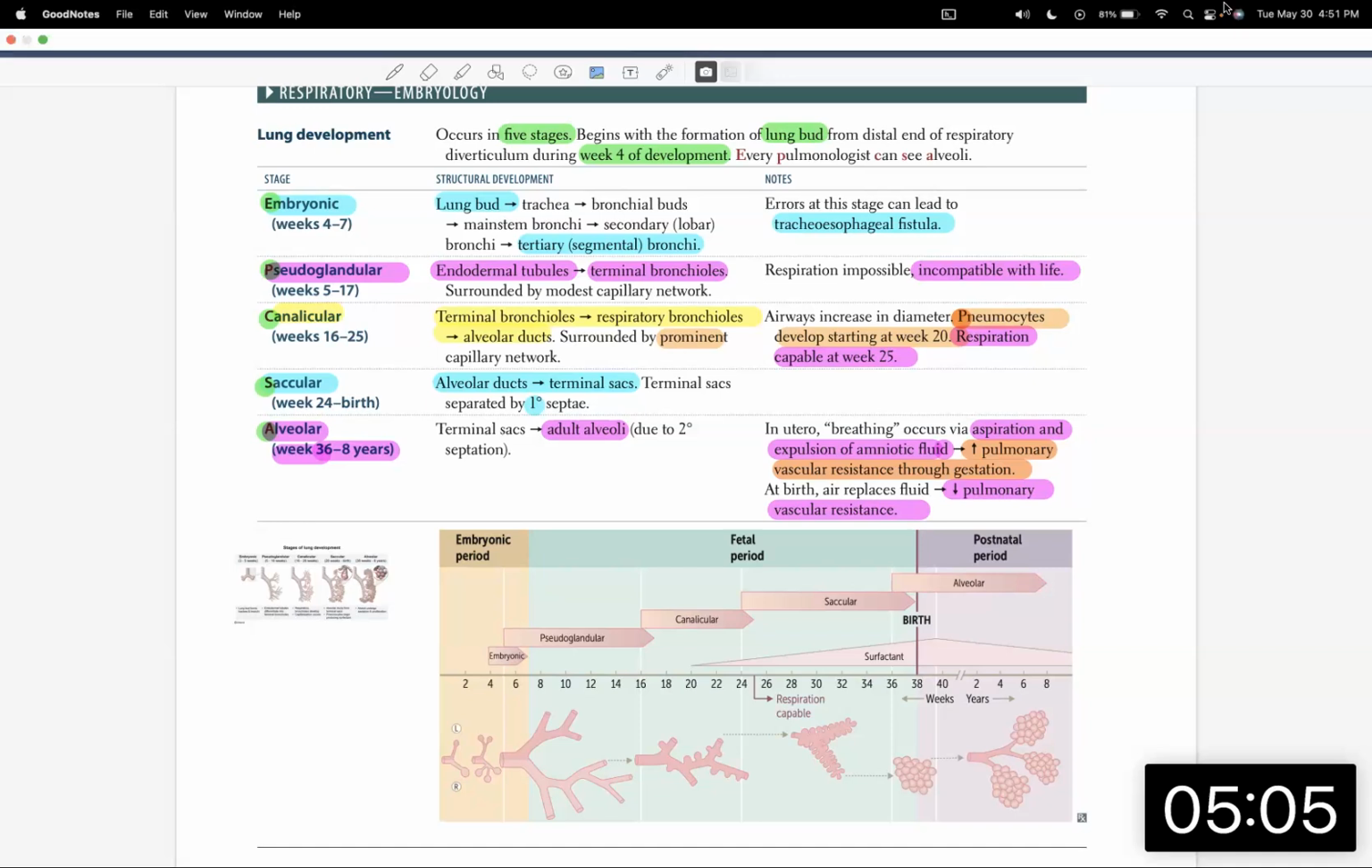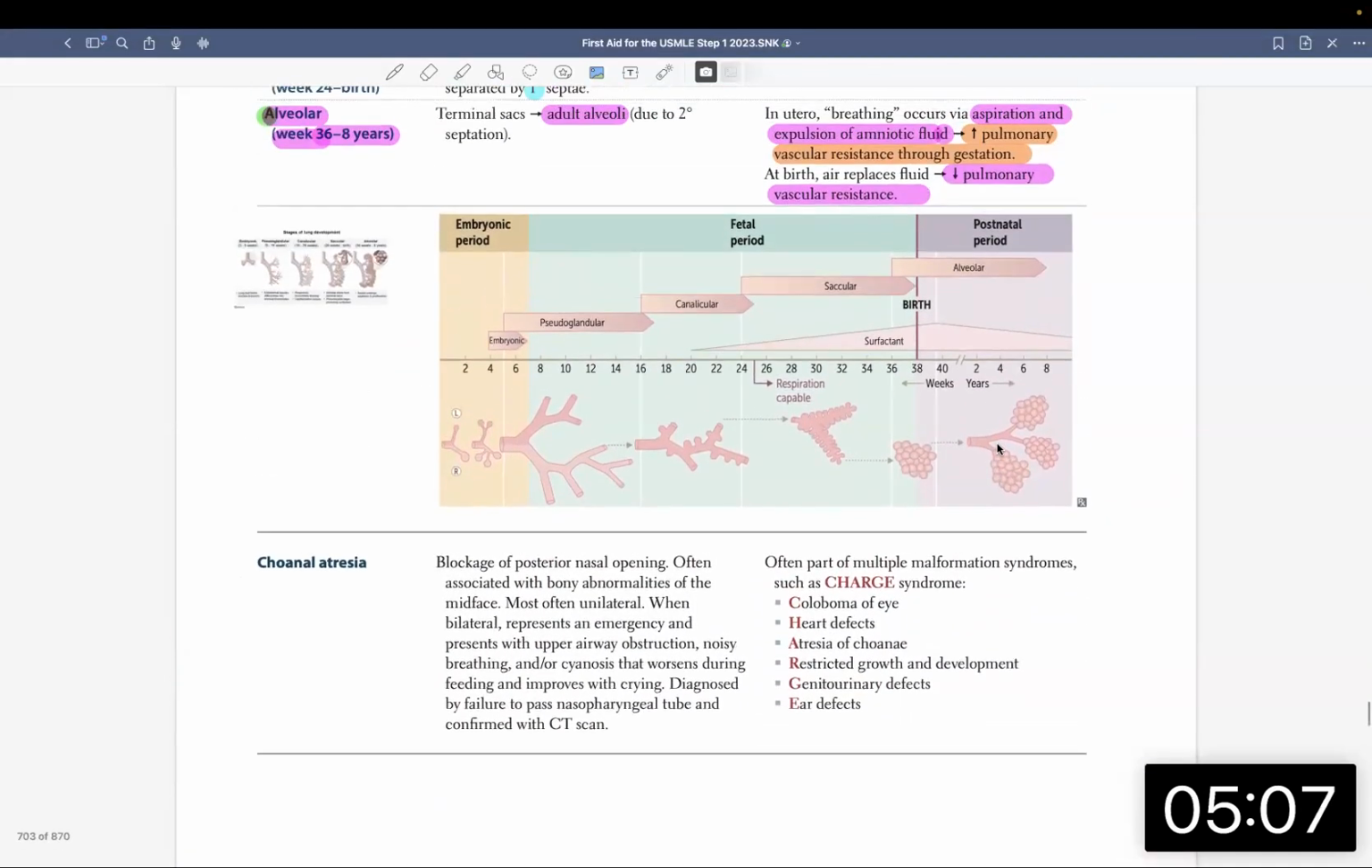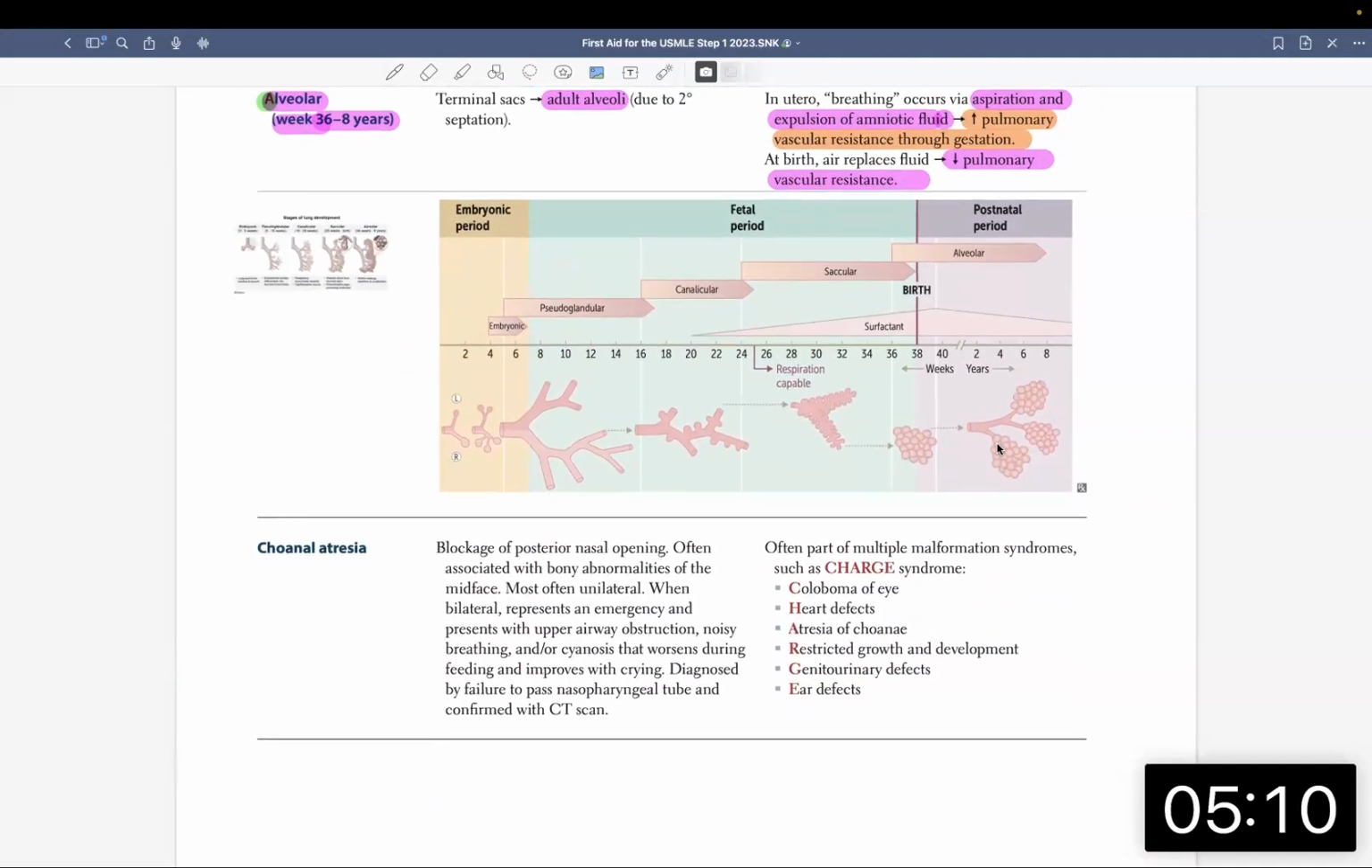Okay, then next we have choanal atresia. What is choanal atresia? This is blockage of the posterior nasal opening, often associated with bony abnormalities of the face.